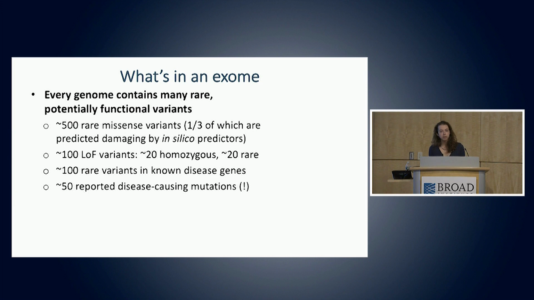We have 100 rare variants in known disease genes, so if you're thinking about looking at a large panel of genes associated with a phenotype, by chance you're going to have a rare variant in some of those genes, because we only know about 3,600 disease genes so far, so 1 in 36 of those is going to have a rare variant. And then we have 50 reported disease-causing mutations, which is an astounding number, and I don't know how you all got out of bed today and made it to this course with all of these mutations in you.